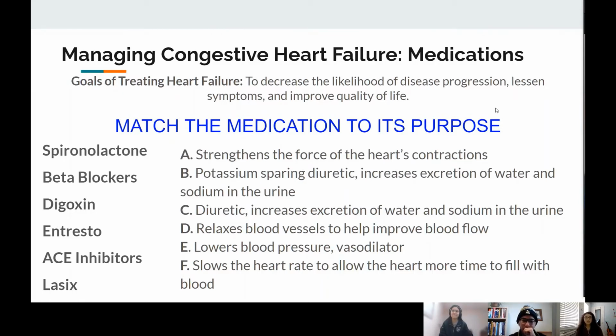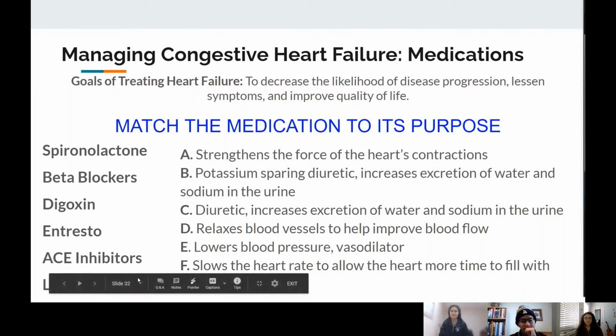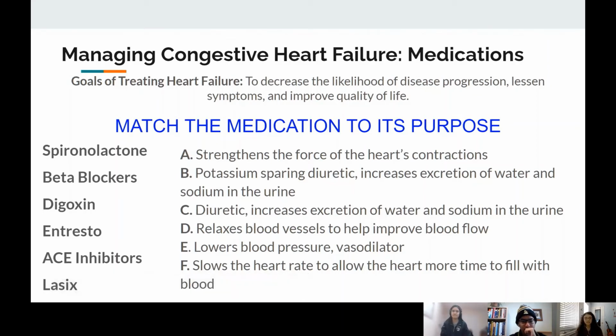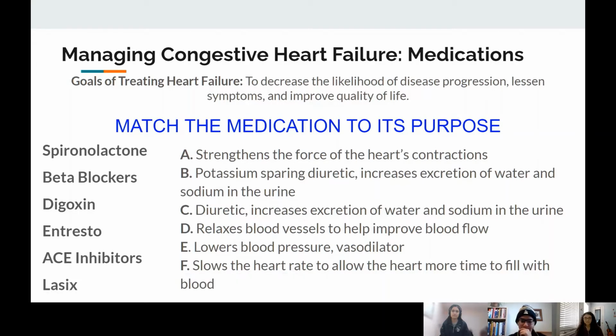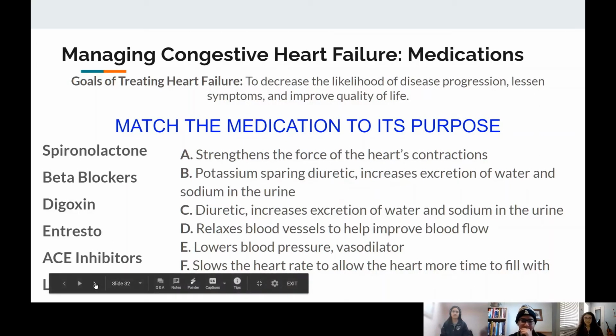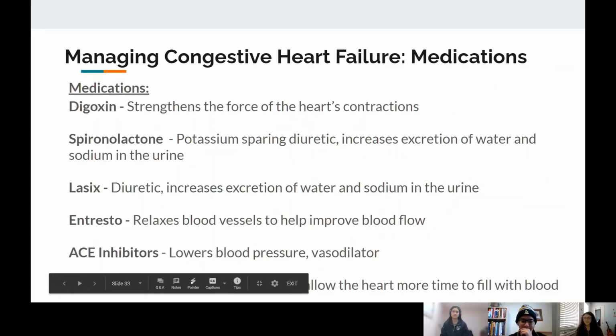So here are the common medications that are used for congestive heart failure, and we want you to pause the video for a second and see if you can match the medications listed on the left-hand side of the screen to the descriptions on the right-hand side here. So take a moment to guess. Okay, so here are the answers.